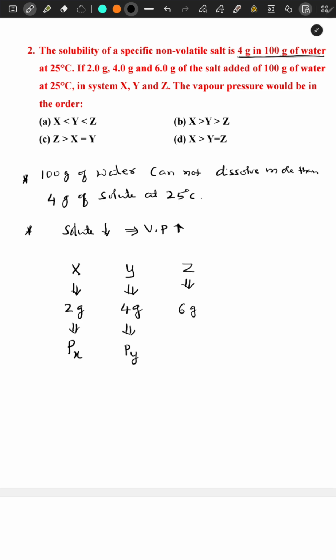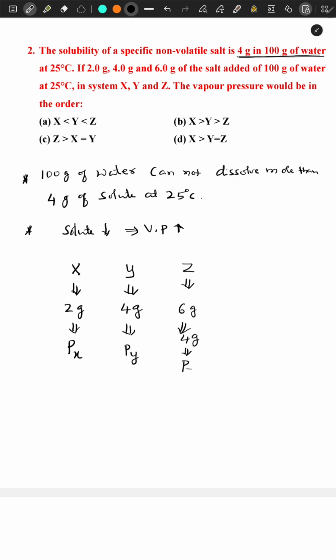But the solubility of any solute in 100 gram of water is only 4 gram. So out of 6 gram, only 4 gram will dissolve in that 100 gram. Let us call that the vapor pressure after dissolving 4 gram of Z. Even though 6 gram is added, only 4 gram actually dissolves.